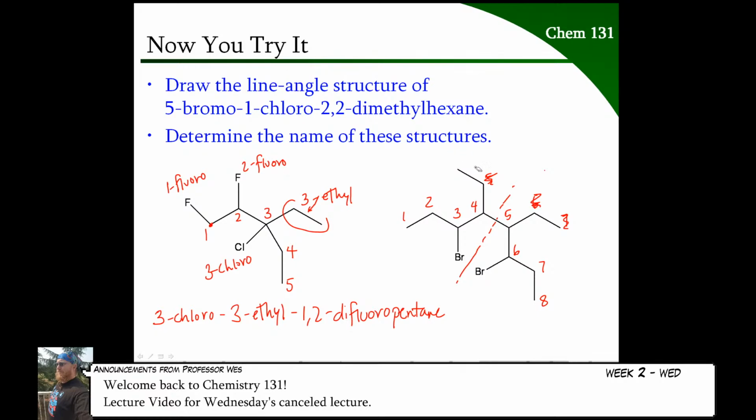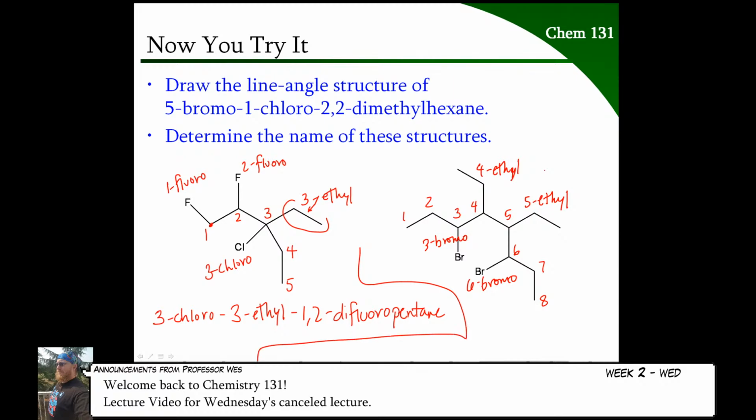So let me tidy up here. So let's get rid of these here. I want to keep that 5, actually. So you can number it left or right. You'd actually get the exact same thing. So let's number the groups. So, oops, I gotta go down here. So 3 bromo, 4 ethyl, 5 ethyl, and then 6 bromo.